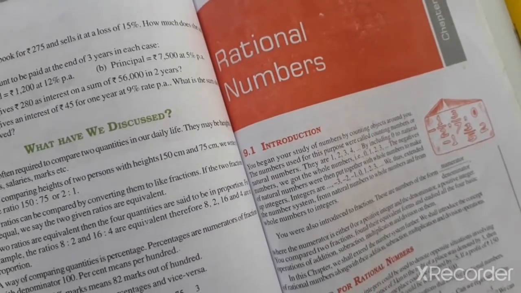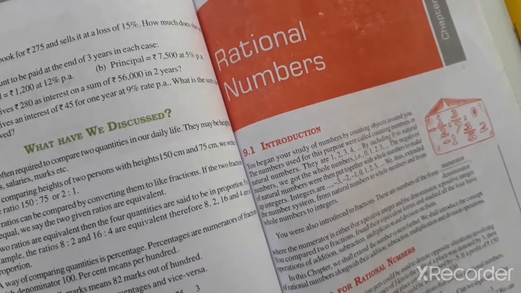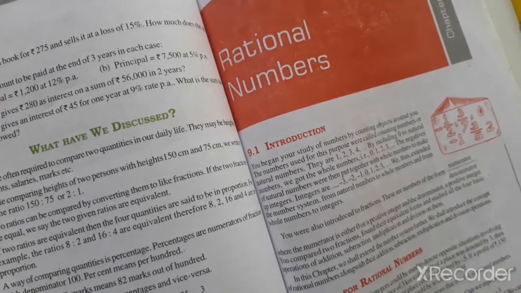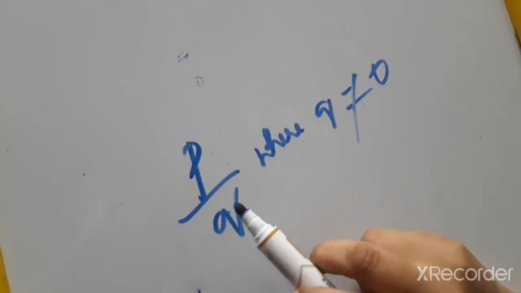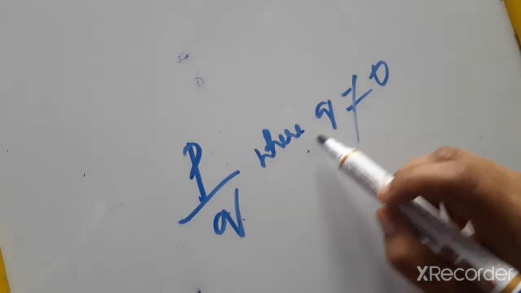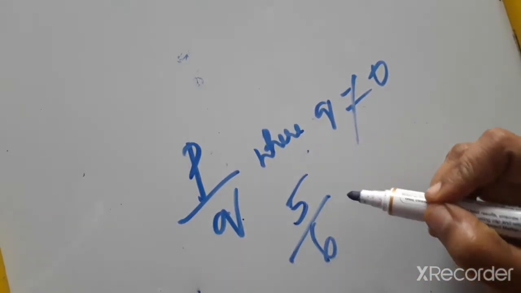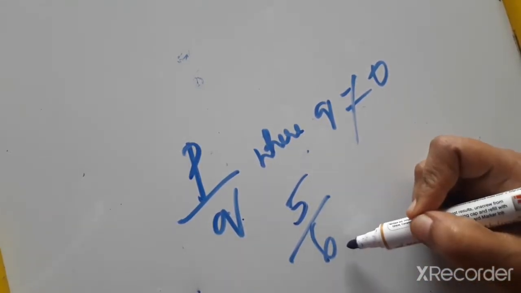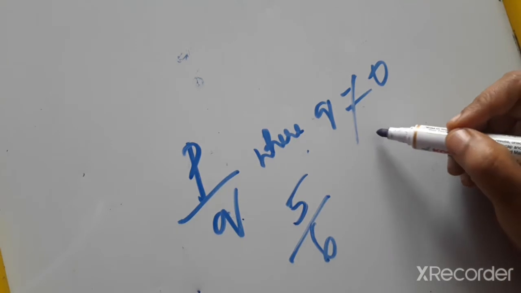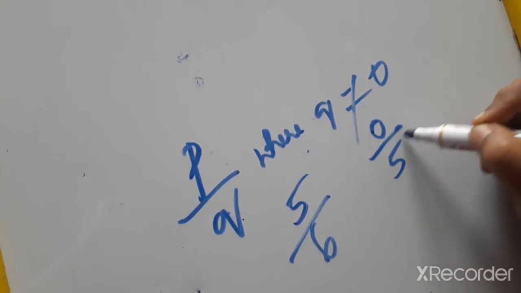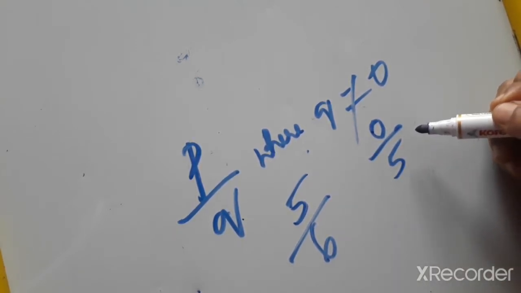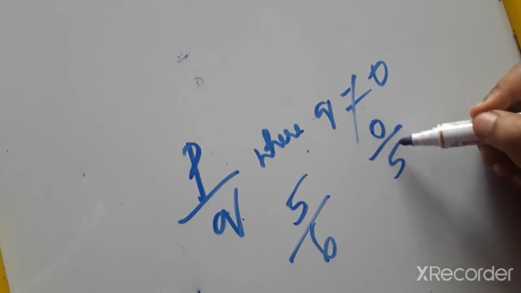Rational numbers means a number which can be expressed in the form of p by q, where q does not equal 0. Okay, rational numbers means it is expressed in the form of p by q, where q does not equal 0. Means 5 by 6 is in fraction form. 5 by 6 is a rational number. And 0 by 5 is also a rational number because it is in a fraction form.